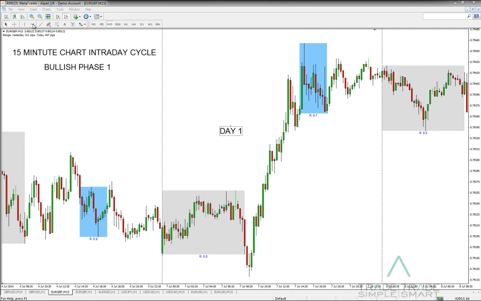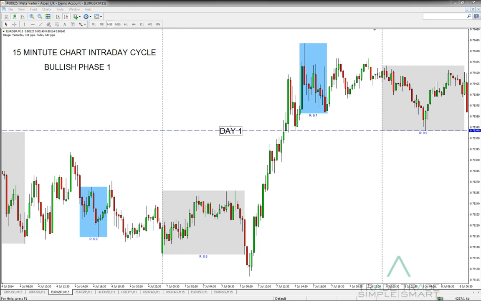So we'll start with the first, which is the most obvious, which is the low of the Japanese session on the current day. Okay, so this is the current day, the 8th of July, that we're looking for our manipulation to take place to the downside. So we're going to mark off the Japanese low.